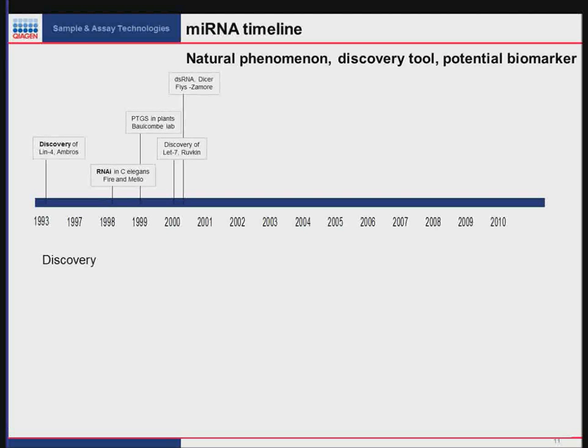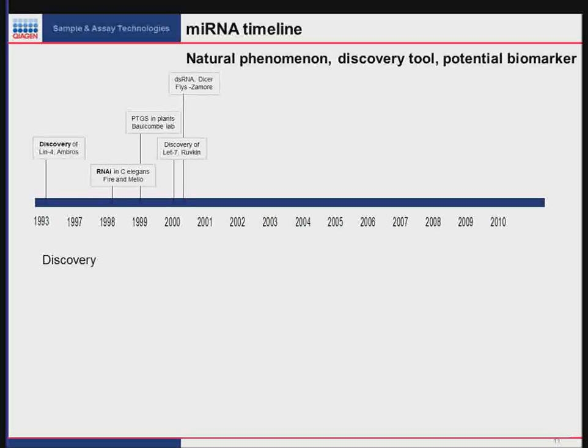In 1998, Fire and Mello discovered that long double-strand RNA, if you essentially feed it to C. elegans, can be chopped up into small bits of RNA, and those bits can silence genes that have homology to the exogenous RNA that you put in. They also found that there were naturally occurring small RNAs in C. elegans that could do the same thing. David Baulcombe's lab showed that this happens in plants, so it was more of a general phenomenon.